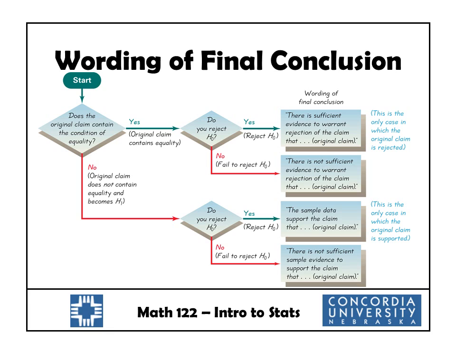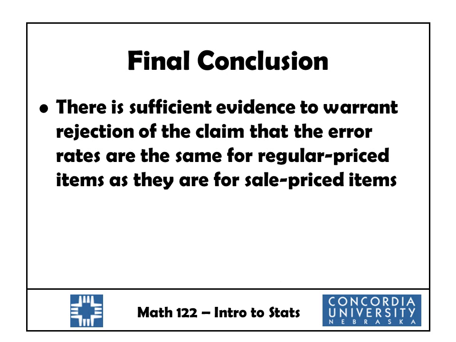Now our final conclusion, we go to the right, and then do you reject it? Yes, we do. There is sufficient evidence to warrant rejection of the claim that the error rates are the same for regular priced items as they are for sale priced items. Okay. So the proportions of those characteristics in the different populations are not all the same. Now exactly where the difference is would take a little bit more analysis. But what we see is that our original conclusion we got by just glancing at the data appears to be correct. Those two populations are not the same in terms of these error rates.